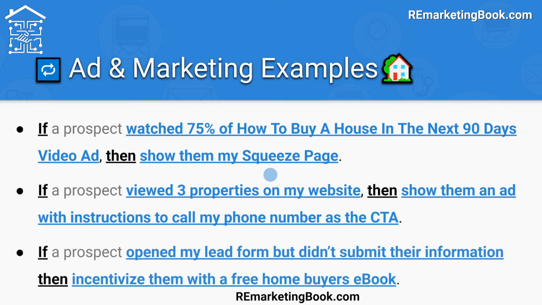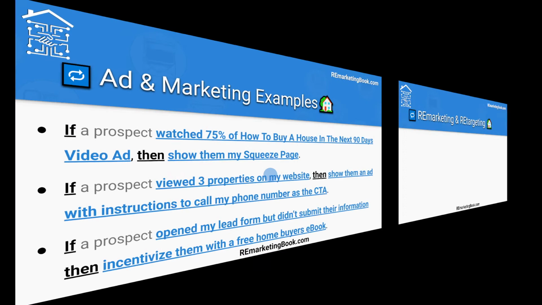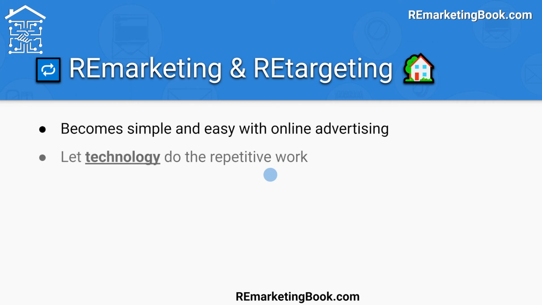These are more examples, and you can take a screenshot of these. I'm not going to read them all out because I want to move on, but these are all examples of what you can do in your business when you employ remarketing and retargeting, right? And you're going to see more specifically what I'm talking about. Remarketing and retargeting becomes simple and easy with online advertising. So today we're talking about online and technology specifically, but you can even do this stuff offline, right? If somebody responds to my postcard, then send them postcard number 2. That's another example, an offline example.